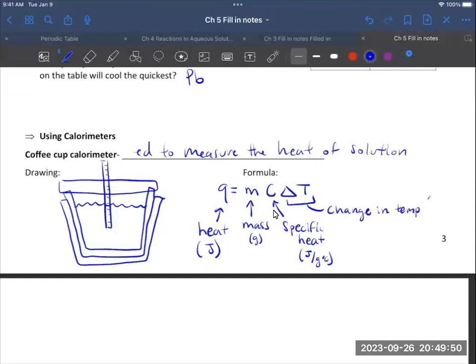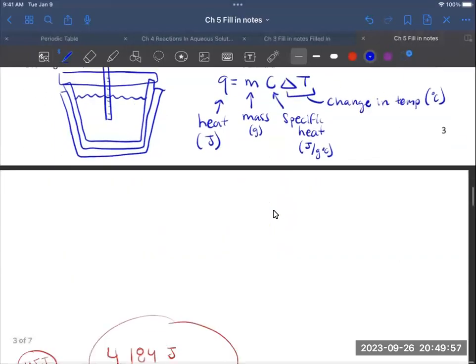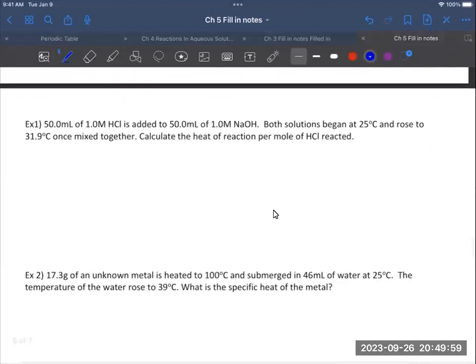And we nearly always measure this in degrees Celsius. Okay, so let's take a look at a few examples of how Q equals MCΔT is used. Okay, so here we go. We've got this coffee cup calorimeter.